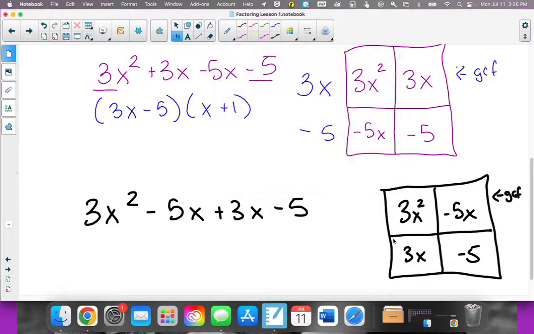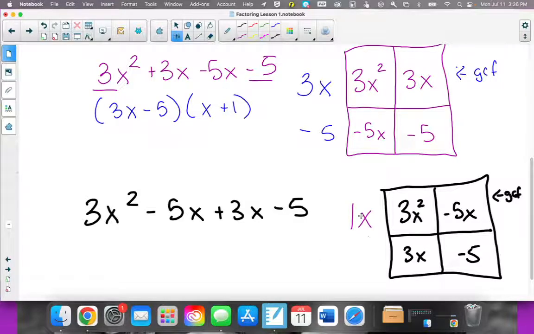Okay, so what do 3x squared and -5x have in common? We saw this on the last problem. I think it was the last one or the first one, where 3 and -5 don't have any coefficients in common, so it's just a 1, right? But they do share an x.